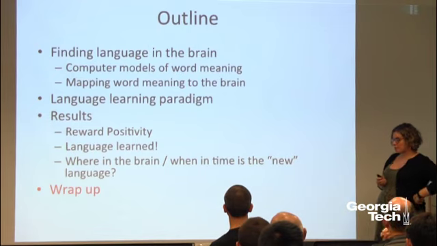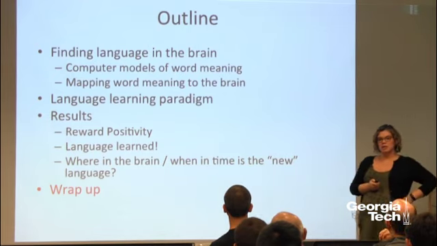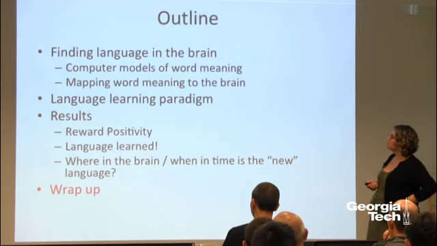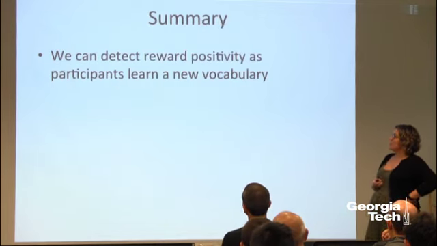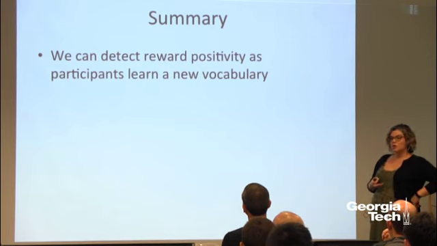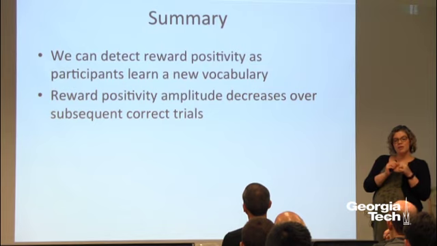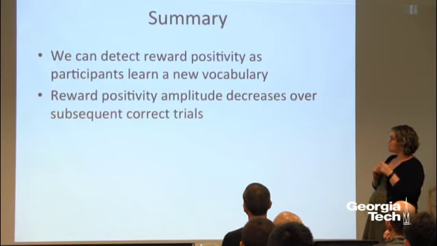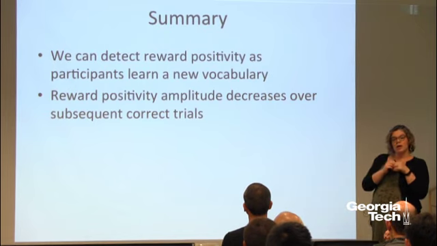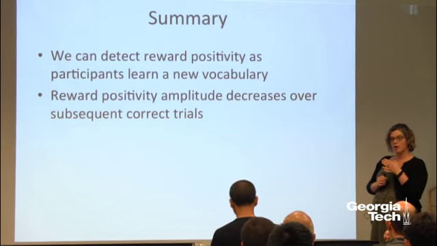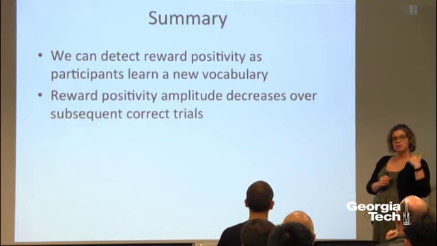So now I'm going to do a little bit of wrap up and talk about what we talked about today and why it's interesting. We went through a lot of results, so why should you care? We can detect the reward positivity as people learn this new vocabulary. That is, we can tell that they have a different brain response when they get a word right and when they get a word wrong. And we can also see that the reward reaction diminishes over correct trials. As you go through the paradigm, your brain response to the correct trials diminishes.